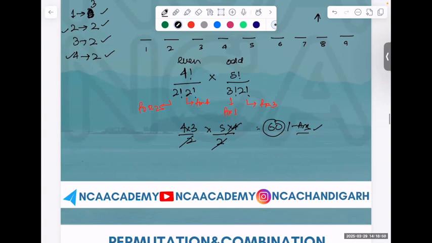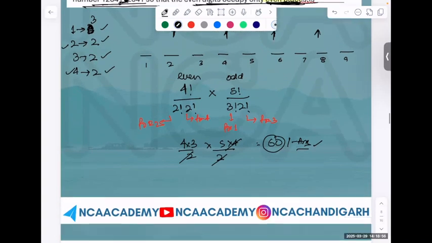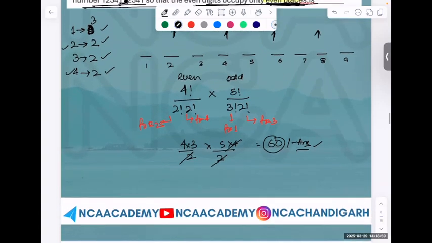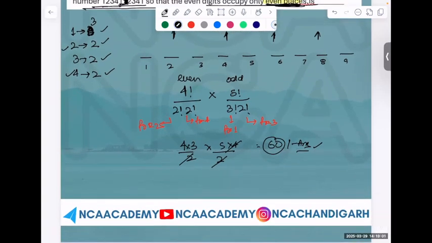Multiply. It's even and odd, both, not or. We have to fill even places and also odd places. Is it clear? Not separately.